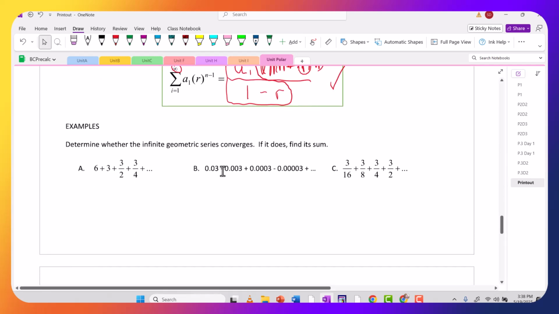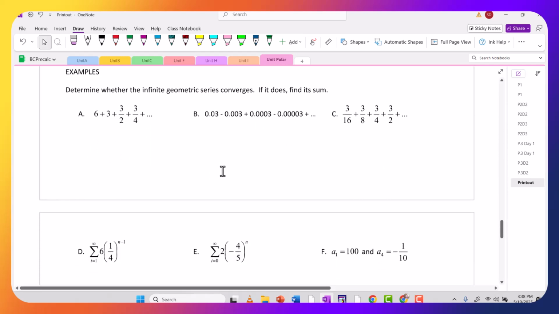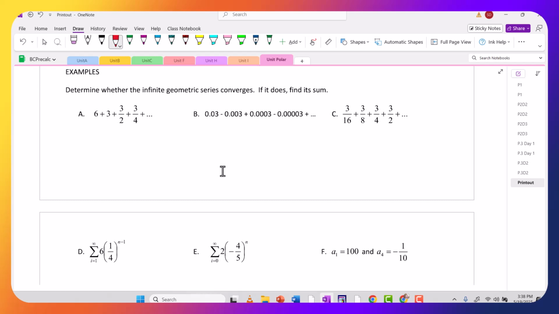It's amazing. Determine whether the infinite geometric series converges. If it does, find its sum. Well, look at this. 6 to 3, that looks like I'm taking a half, then a half, then a half. So this is 6 times a half raised to the n minus 1. That's what this formula is. I plug in 1, I get 6. I plug in 3, I get 3 halves. 3 minus 2, 1 is 2. That's 6, 1/4. 1/4 times 6 is 3 halves. I kind of skipped around here.